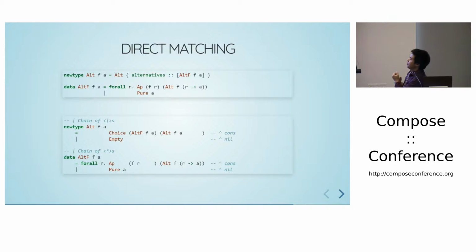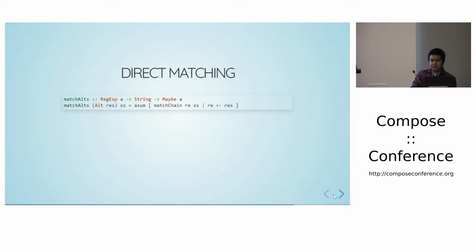This is the way I internalize it, how I think about it. So if you think of a list, we have cons and nil. This is also a linked list that has cons and nil, but the cons and nil cells are more suited for what we're doing. So this is how you can think of the type. Alt is a list of alternatives, and each alternative is a list of applications, a chain of applications.